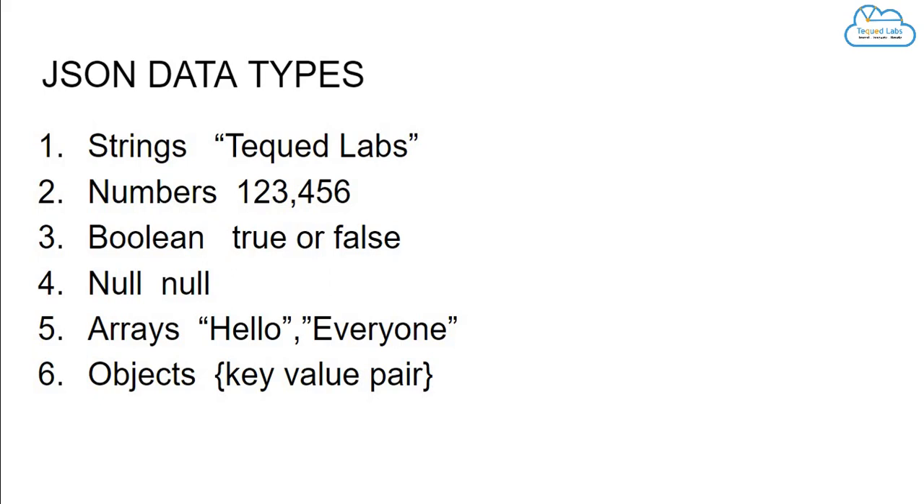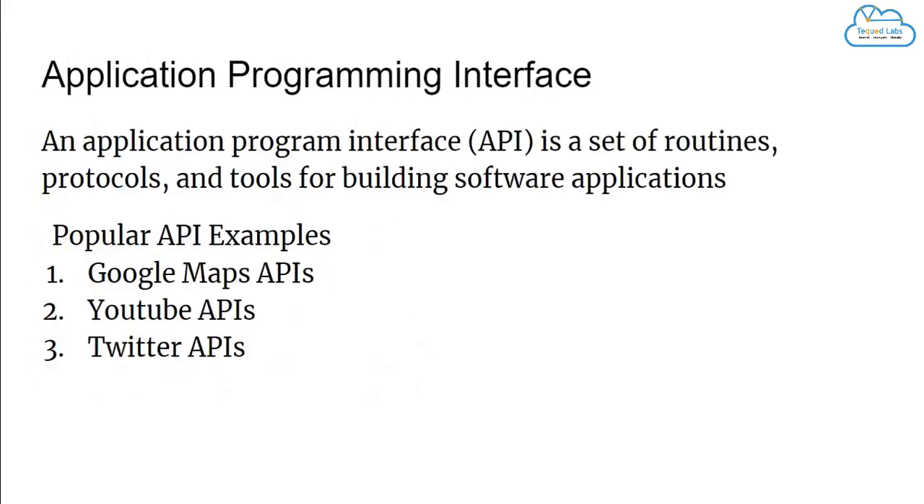Now we're going to move to the next topic, that is application programming interface. Now what is an API? It is also called API. Application programming interface is a set of routines, protocols and tools for building software applications. Basically, an API specifies how software components should interact. Additionally, APIs are used when programming graphical interfaces.